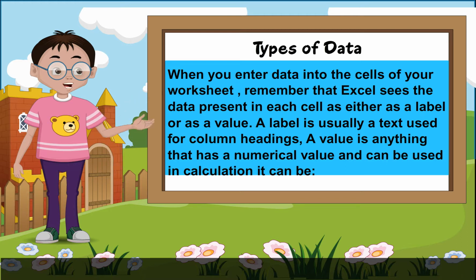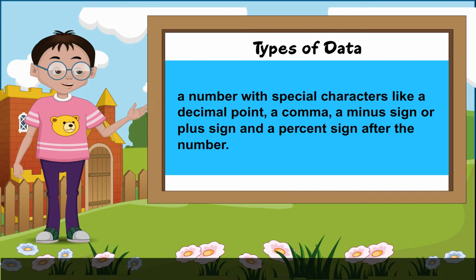Types of data. When you enter data into the cells of your worksheet, remember that Excel sees the data present in each cell as either a label or a value. A label is usually a text used for column headings, titles, and names. Labels can contain letters and numbers. A value is anything that has a numerical value and can be used in calculations. It can be a number with special characters like a decimal point, a comma, a minus sign, or plus sign, and a percent sign after the number.